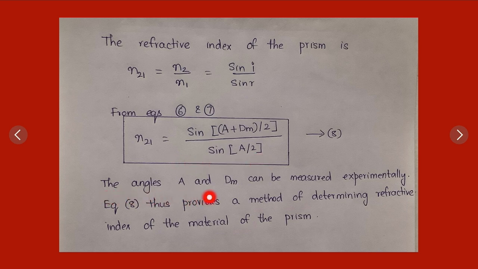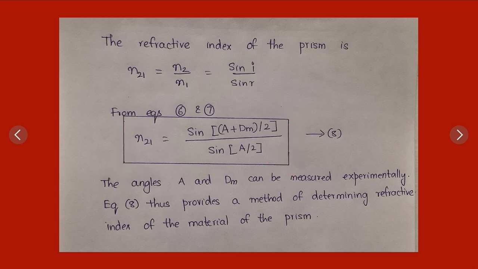Then the angles A and Dm can be measured experimentally. I have also done one experiment here on YouTube. You can see that we can measure them. Therefore, equation 8 thus provides a method of determining the refractive index of the material of the prism. From this equation, you can find the refractive index of the material of the prism.